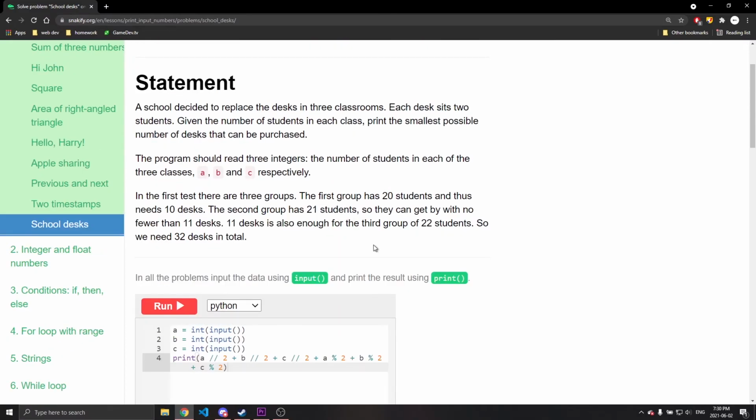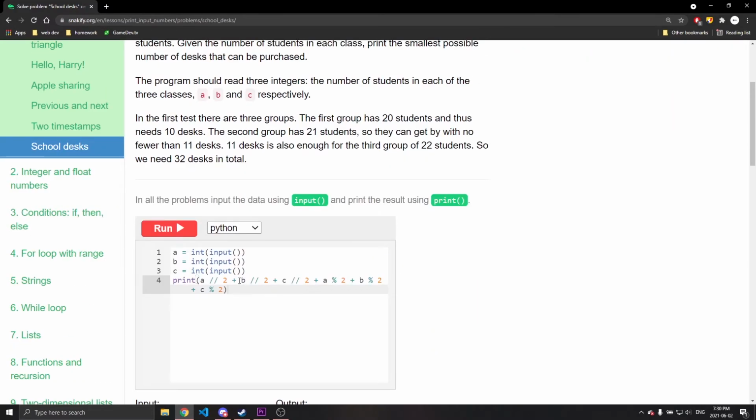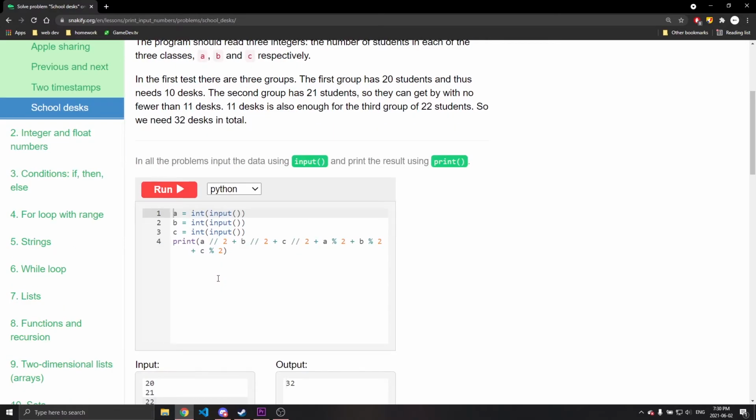Okay, lastly, we're going to be doing school desks. So for this one, we're going to be using floor division and the mod thing, just like how we did in apple sharing. So for A, we're going to be A floor division 2. So 20 divided by 2 is 10. There is no decimal, so it's the same. So then we could write 20 here. That's going to be our first one. 10, because 20 divided by 2 is 10.